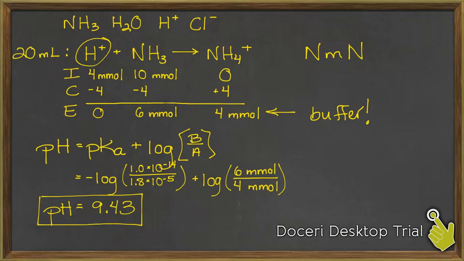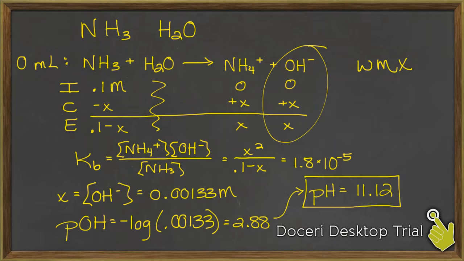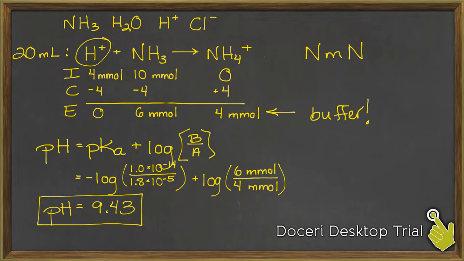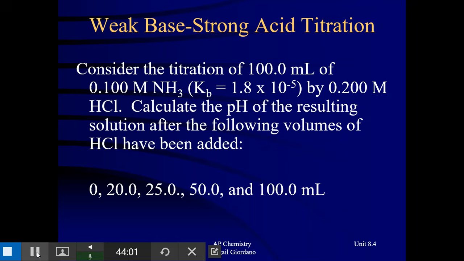Okay, now let's look at the progress that we've made so far. We started out at a pH of 11.12. We added a little bit of strong acid and the pH has dropped. It should have. So you guys try the next step and we'll check it.